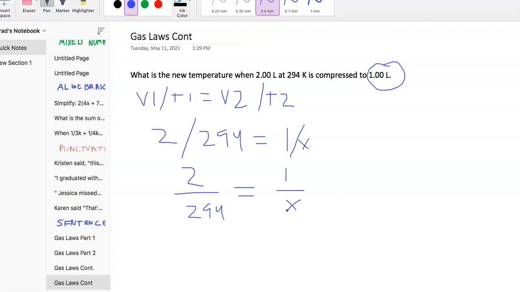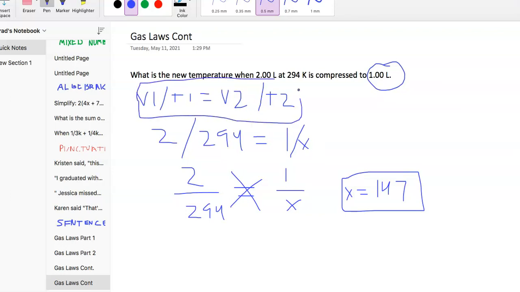From here, we just cross multiply and get 2x equals 294, and then x equals 147. Boom, right there. So there we go, 147 Kelvin. That would be our final answer. That's really how you go about doing that. Pretty simple. So there's the one formula you have to know.